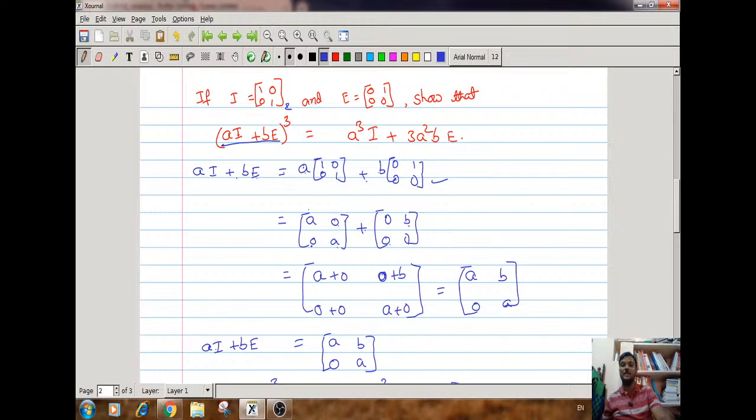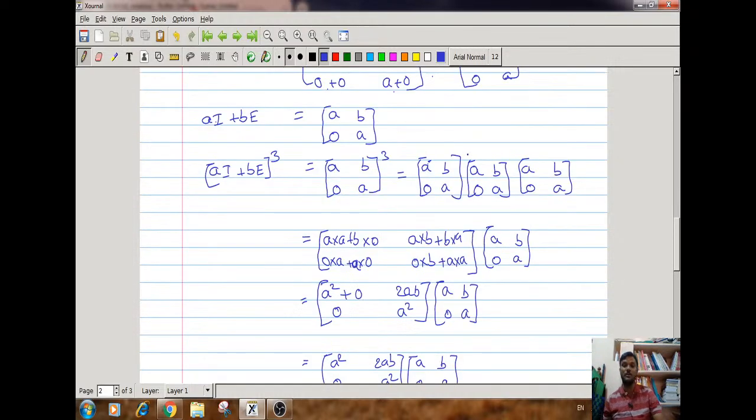Then we need to add them, and for adding we take the first row first element plus the first row first element. That means A plus 0 is A, 0 plus B is B, 0 plus 0 is 0, and A plus 0 is A. This is equal to [A B; 0 A]. This is the base of this LHS, A·I + B·E, and for this we need to apply the whole cube.